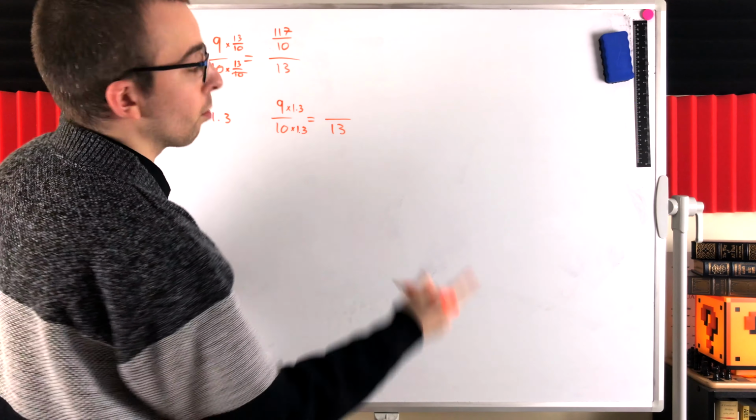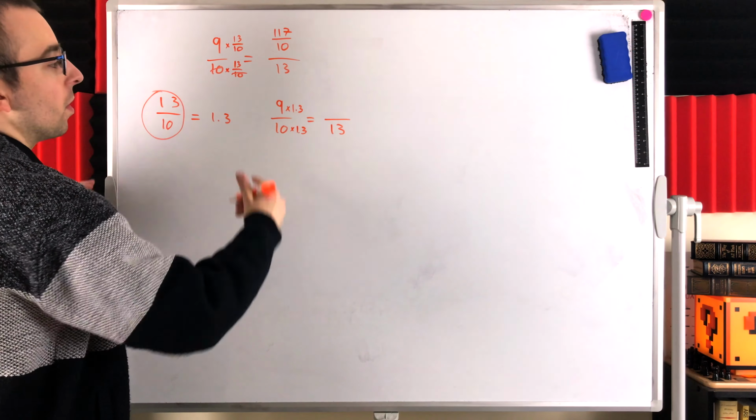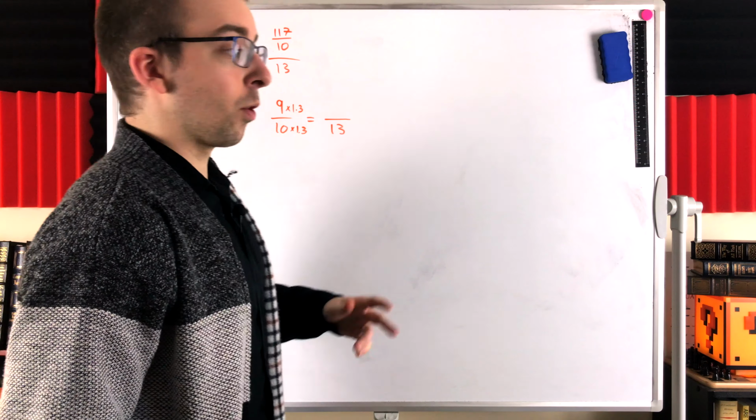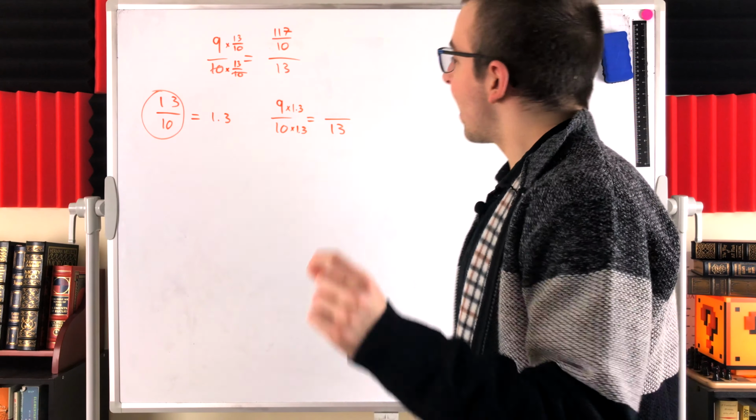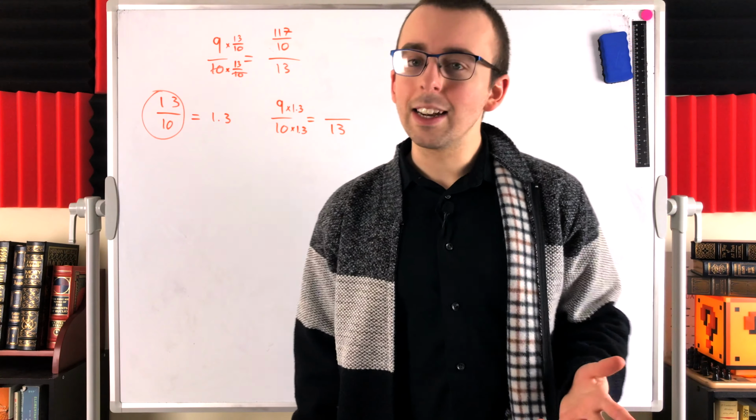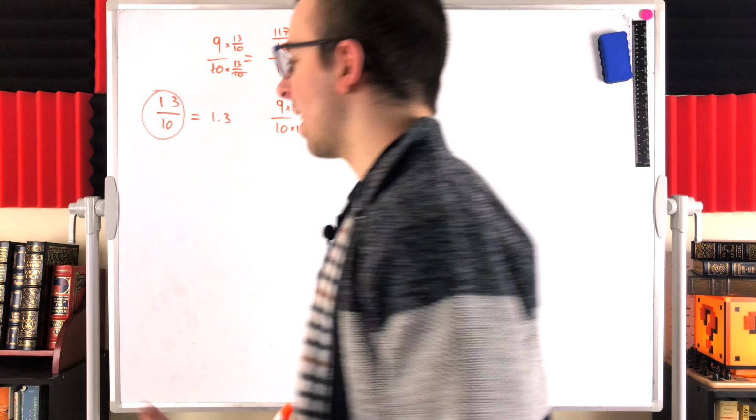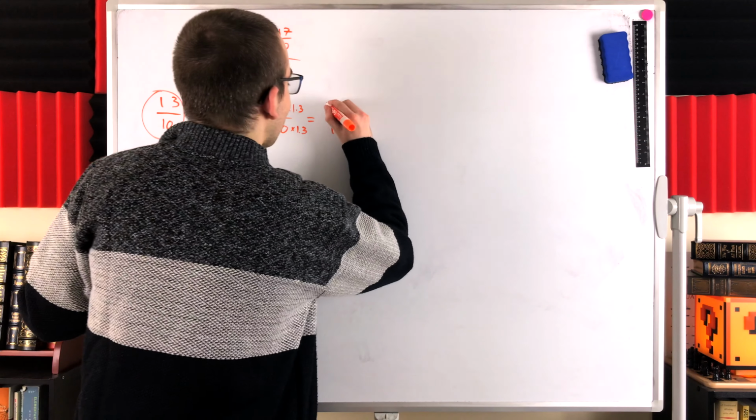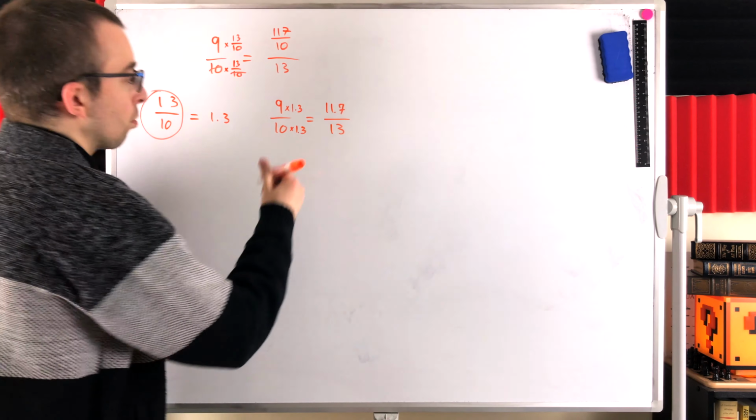10 times 1.3, of course, is 13. What about 9 times 1.3? Of course, you could punch it into a calculator. 9 times 1 is 9. 9 times 0.3 is 2.7. So add them together, that's 11.7. And this really looks nicer.